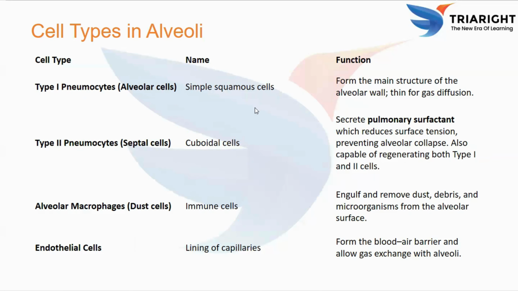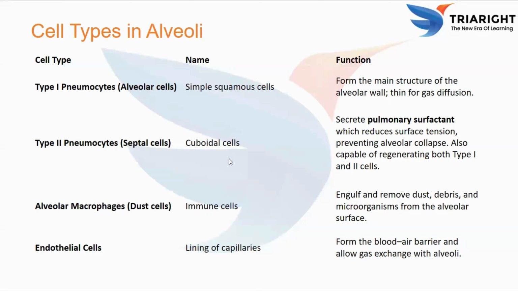Type 1 cells are simple squamous cells. They form the main structure of the alveolar wall. They are extremely thin because this allows the oxygen and carbon dioxide to pass easily, right? Why do you think the cells are so thin? To let gases move easily. If cells are thick, gases don't move easily. As these cells are so thin, the gases move easily in and out during breathing, resulting in the inhalation and exhalation process. Type 2 pneumocytes are cuboidal cells.